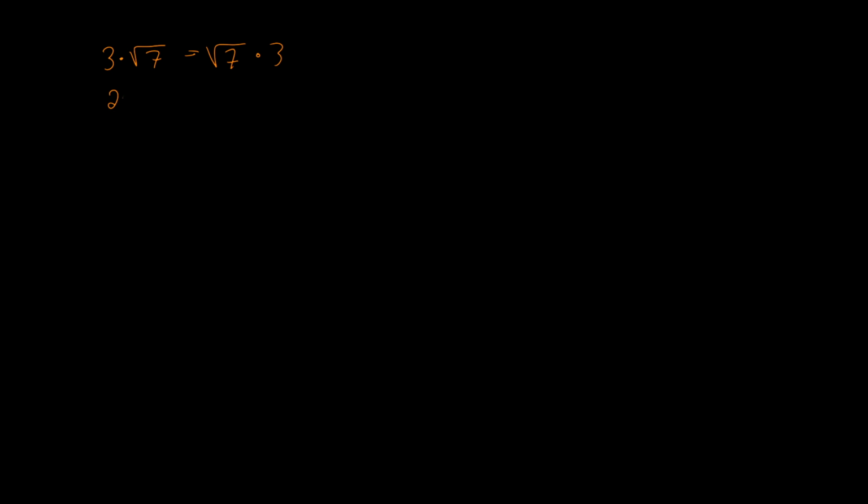Let's actually look at 2 times 3 is equal to 3 times 2. This shows us, because we know from memorizing our little multiplication tables, that 6 is equal to 6. Doesn't matter what order I multiplied to get to it.